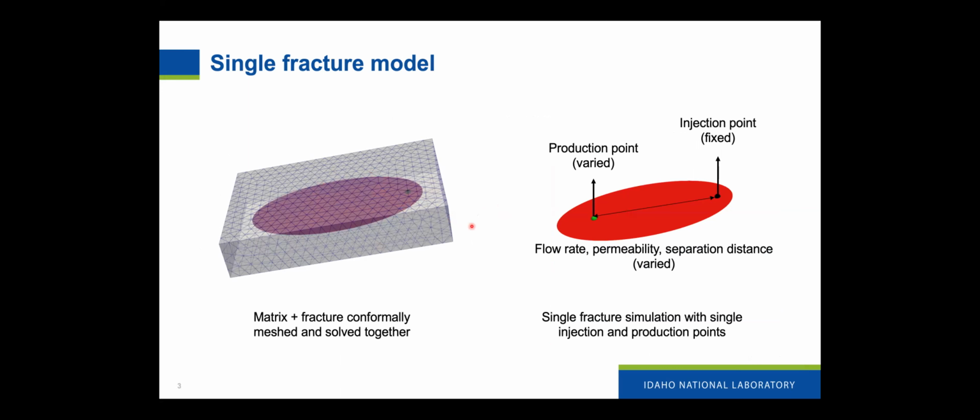Both these fracture and matrix are solved in a loosely coupled scheme using MOOSE's multi-app system. On the right-hand side figure, we show only the fracture model. The black dot is the injection point, and this is fixed. And the green dot is the production point, and we varied the production point. We picked a distance of 25 meters to 125 meters. And we also varied some model parameters such as the flow rate and the permeability.